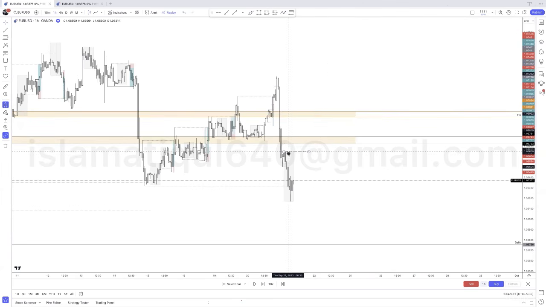They can sweep this. So inside of this range, what happened now here? External range liquidity is taken out. After they take out external range liquidity, they'll go into internal range liquidity. So where is the internal range liquidity? And what is the internal range liquidity? Internal range liquidity is the liquidity that is resting inside of this range.